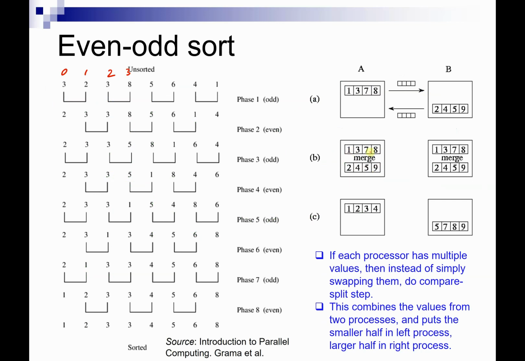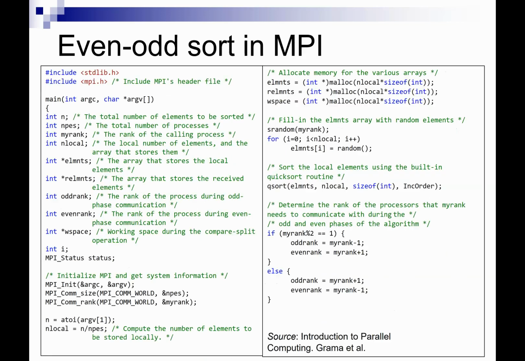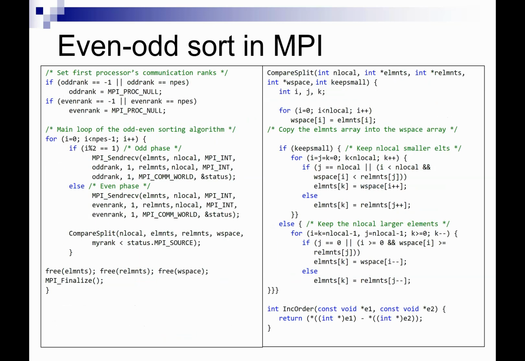So we're going to combine this into one big list, and then if you're the left process, the smaller of the two processes, then you're going to keep the smaller elements. And if you're the right process, then you're going to keep the larger elements. So we do n phases of this. Each phase, we send and receive between the right pair of processors, and then we call this compare split function to keep the right set of values.